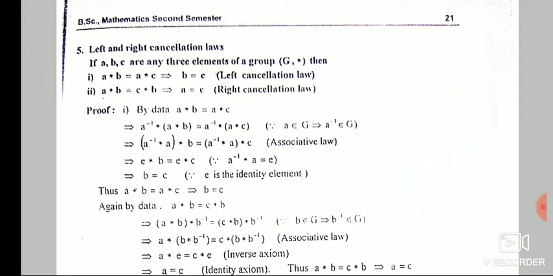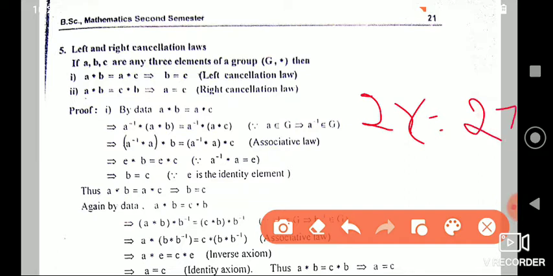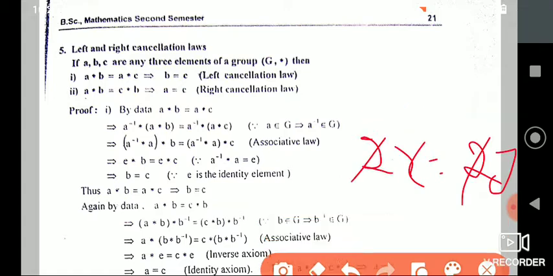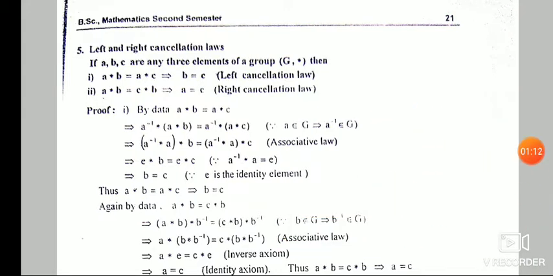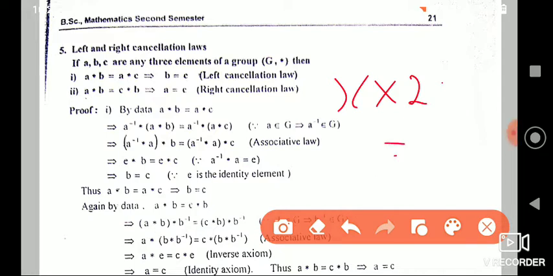We have left cancellation law. That is, only if 2 into x is equal to 2 into y, then we can cancel this 2. Then we can tell x is equal to y. That is left cancellation law. And if it is x into 2 is equal to y into 2, then we can cancel these two by right cancellation law. The first one is left cancellation, the second is right cancellation.